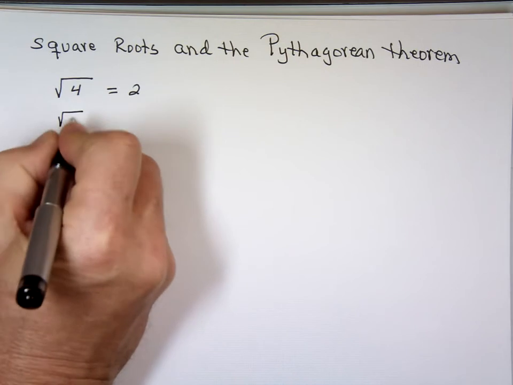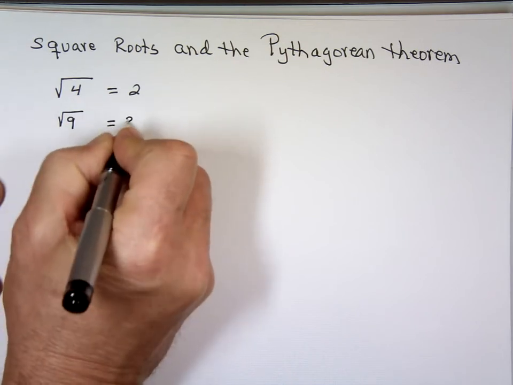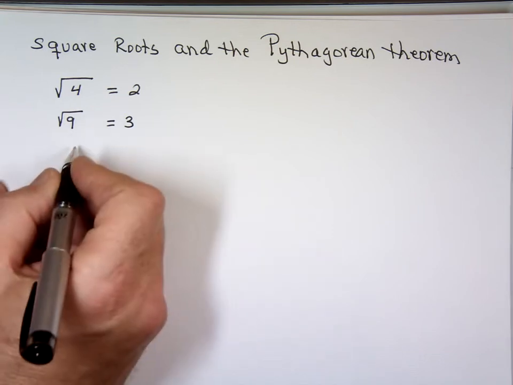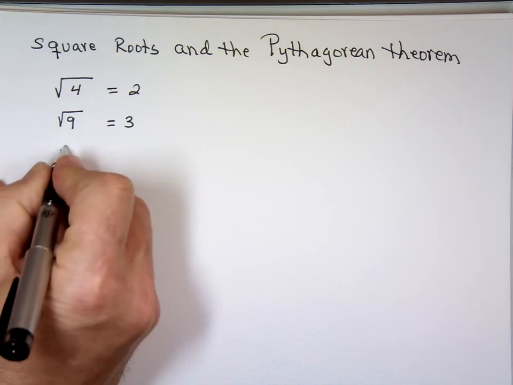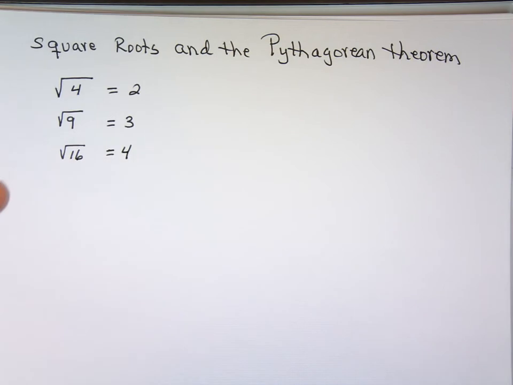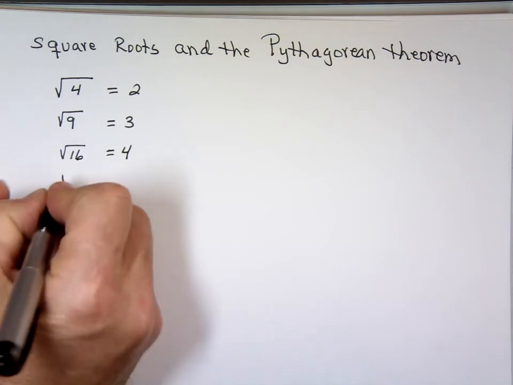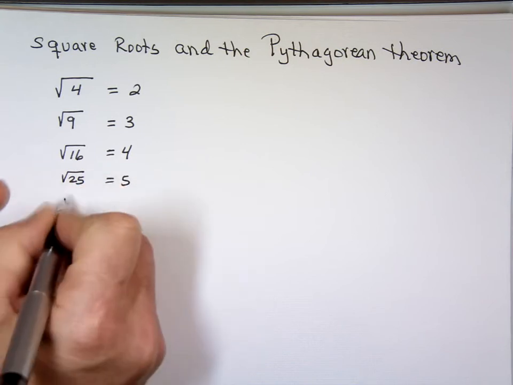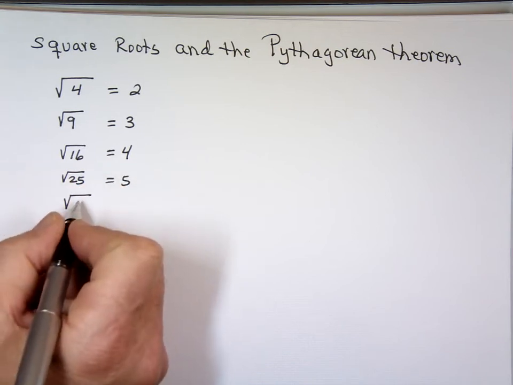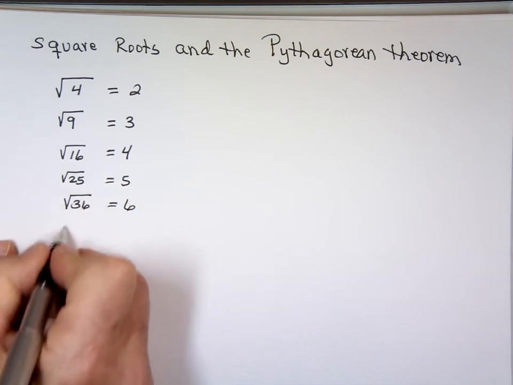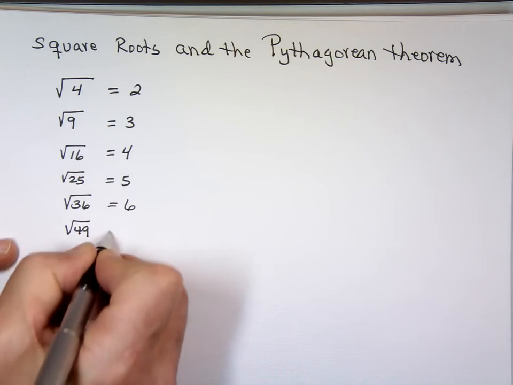What's the square root of 9? What positive number, if you multiply it by itself, is 9? That's a 3. What's the square root of 16? 4. 4 times 4 is 16. What is the square root of 25? 5. What is the square root of 36? 6. What's the square root of 49?